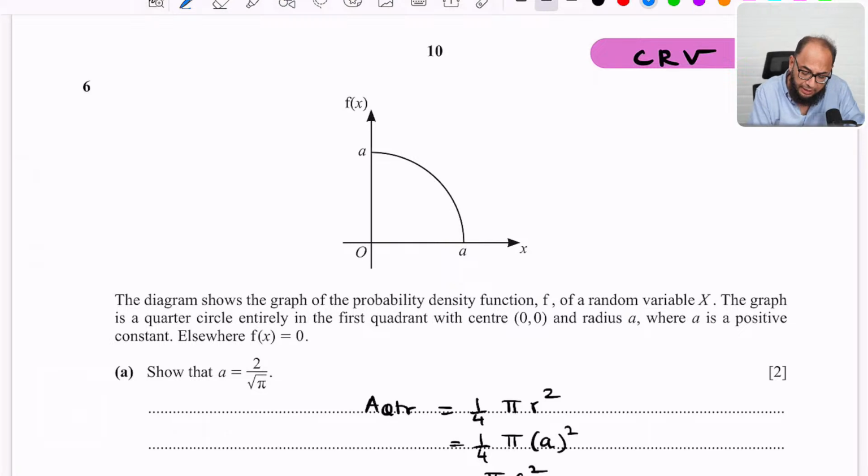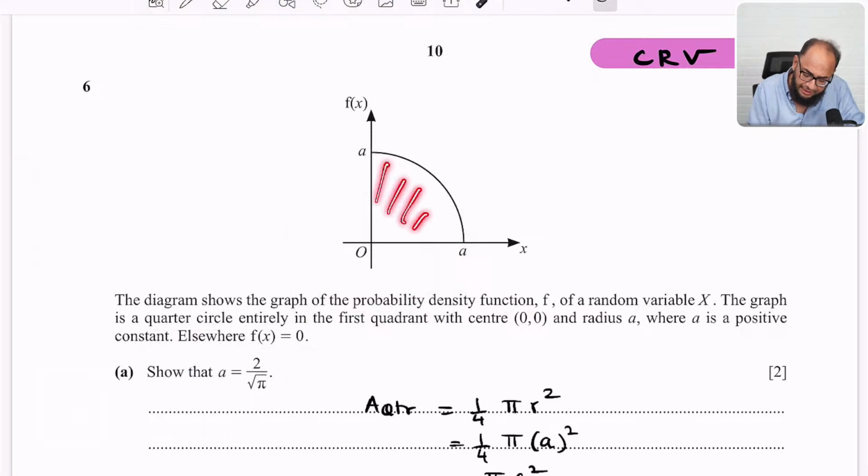So now let's look at this. The diagram shows the graph of the probability density function of a random variable x. The graph is a quarter circle entirely in the first quadrant. This is a quarter circle with center 0, 0 and radius a, where a is a positive constant. Elsewhere f(x) is 0. Show that a is this.